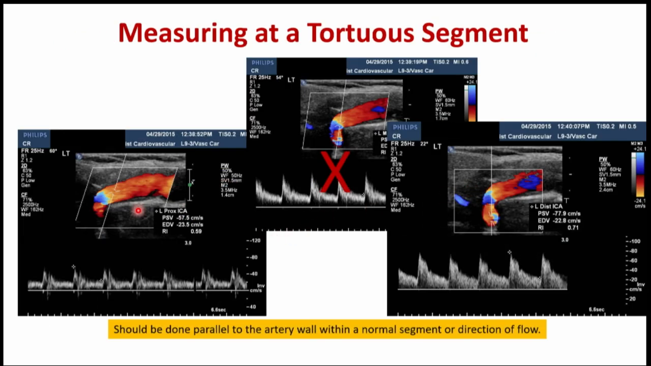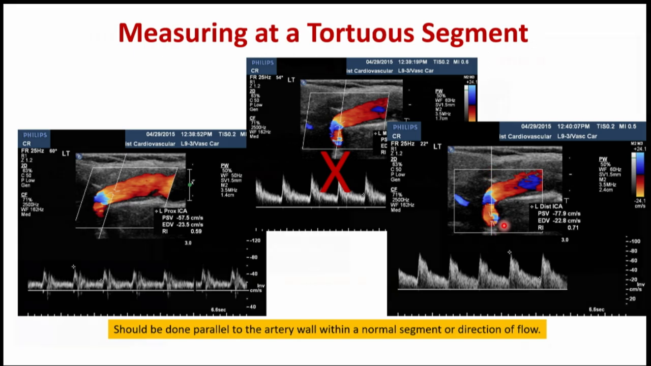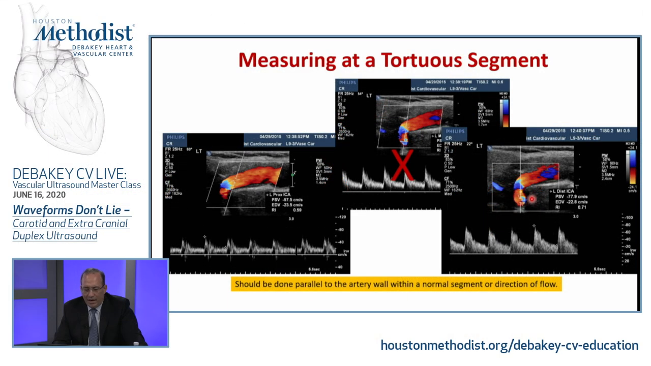Here's another example. Here we have a measurement in a segment where it's parallel to the vessel wall. There are no bends, no kinks, okay? This one is right at the bend, and this is really not parallel to the vessel wall. And here, that's parallel to the vessel wall, but your sampling segment is almost perpendicular too. So this is not going to give you a very accurate measurement. You have to try to aim for something like this on the tortuous vessel.